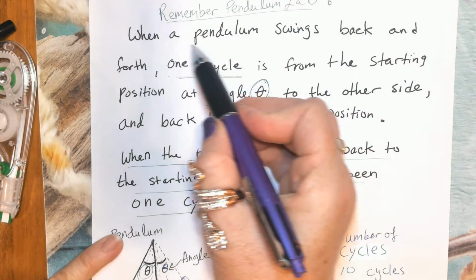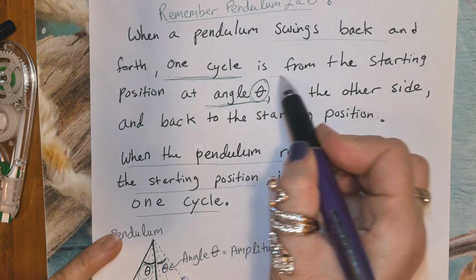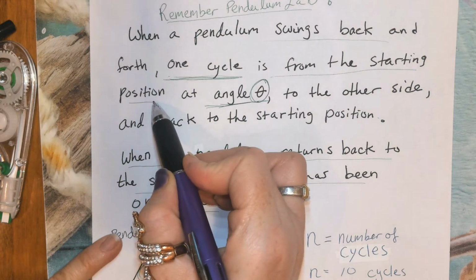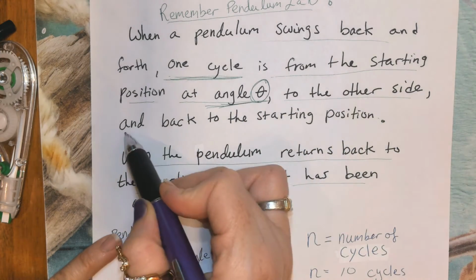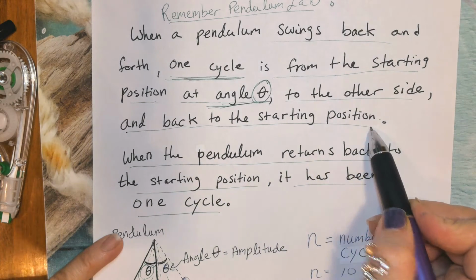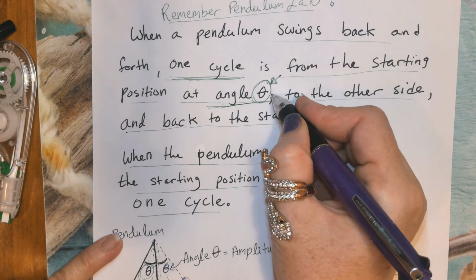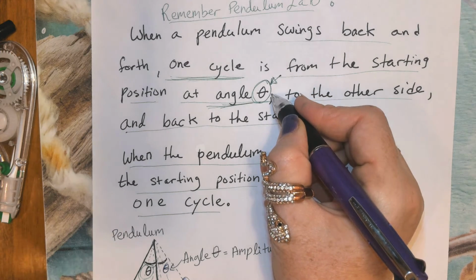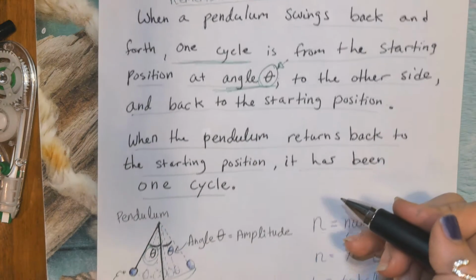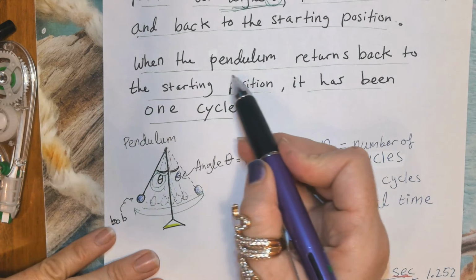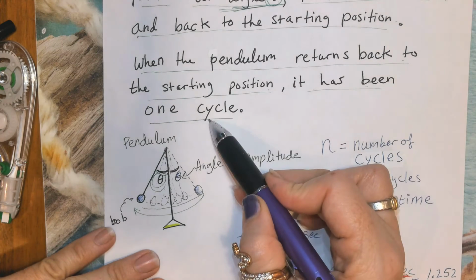Please remember that when a pendulum swings back and forth, one cycle is from the starting position at angle theta to the other side and back to the starting position. Theta is a Greek alphabet letter. Let theta stand for the angle that you pulled the pendulum back to. That's angle theta, the starting angle. When the pendulum returns back to the starting position, it has been one cycle.